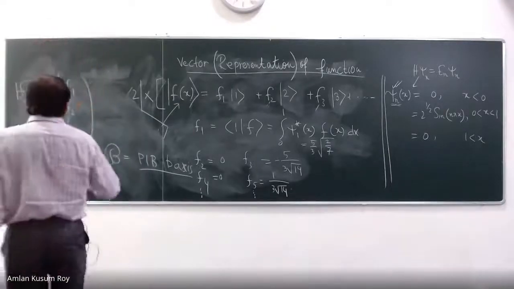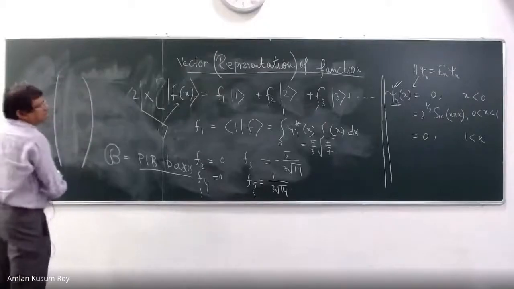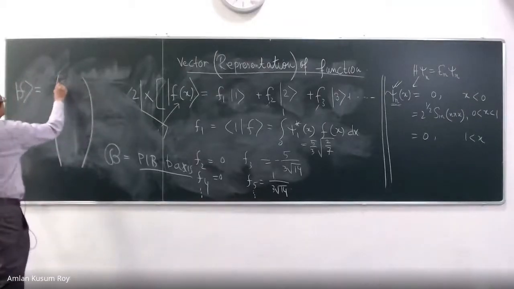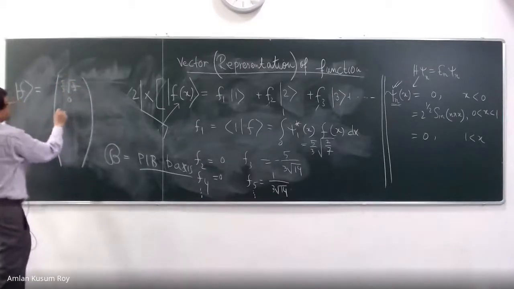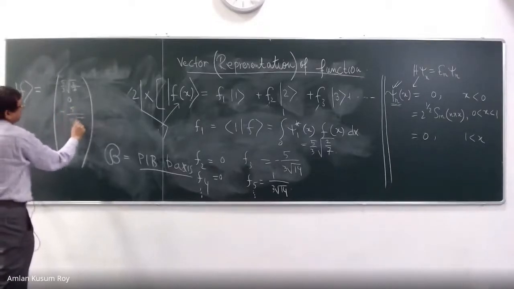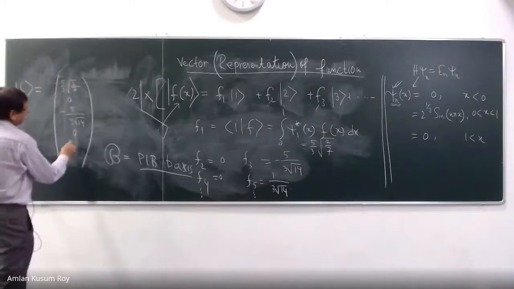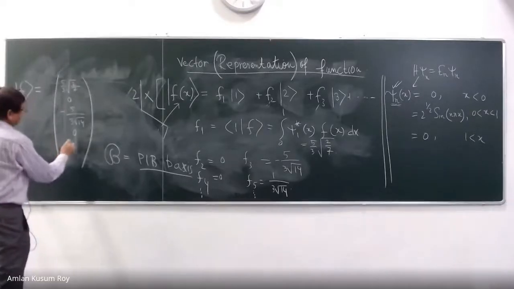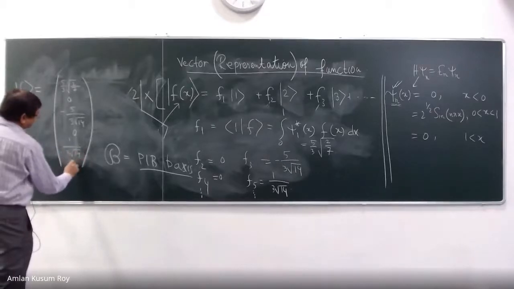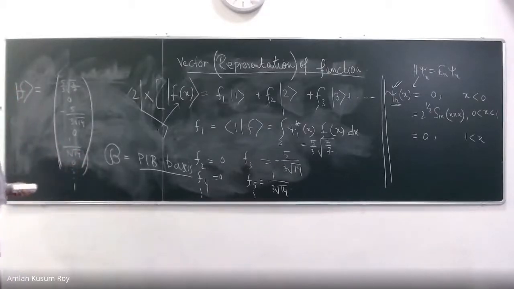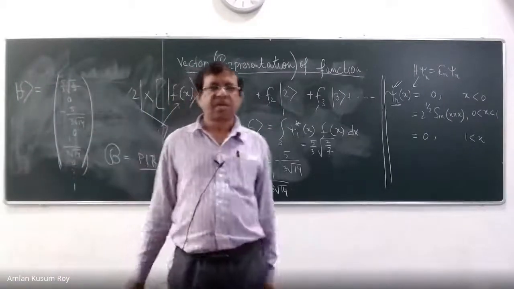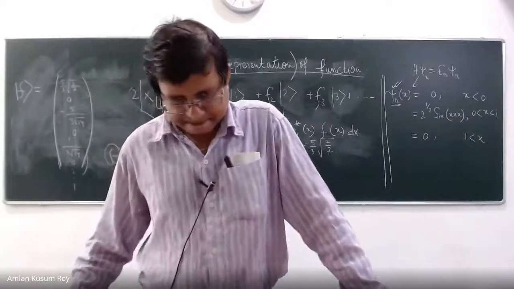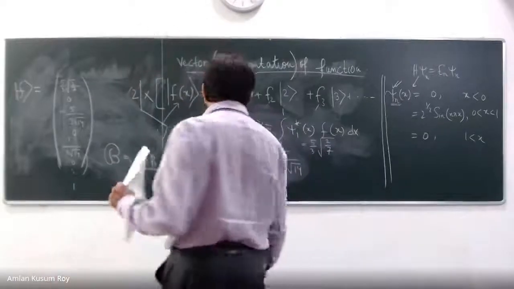In this particular case, I can write down F1, F2, F3, F4, which is 5 over 3 root over 2 by 7, then F2 is 0, F3 is minus 5 over 3 root over 14, again 0, and F5 is 1 over 3 root over 14. This will work out. So this is the vector representation of the function in the basis given by this. Is this thing clear to everybody? Or does anybody have any question?